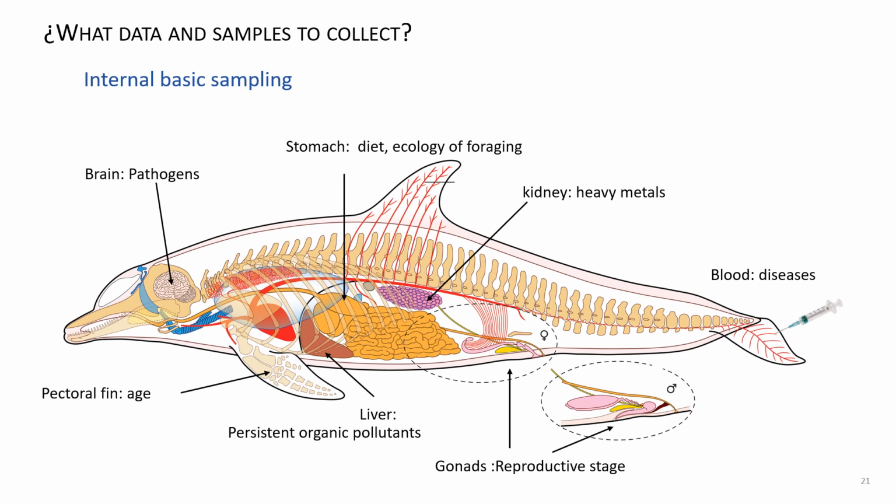And here is internal sampling. For example, if you collect brain, you can have information on pathogens. If you collect stomach, you can have information on diet, ecology, or foraging. If you collect kidney, we can have information on heavy metals. If you collect blood, we can have information on diseases. If we collect gonads, we can start to know the reproductive stage of the animal. If we collect liver, we can have information on persistent organic pollutants. And if we collect a pectoral fin, we can have an estimation of the age of the animal.